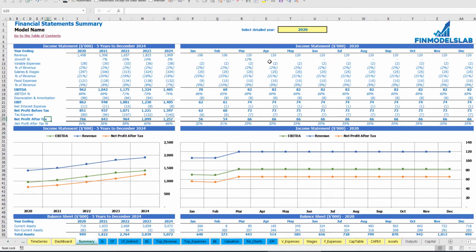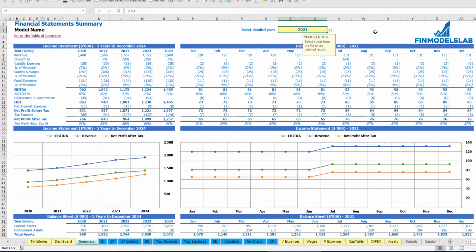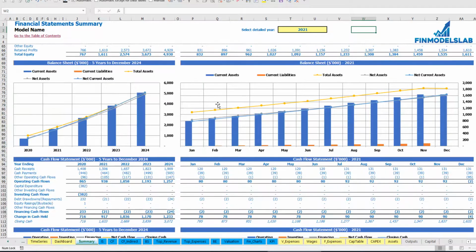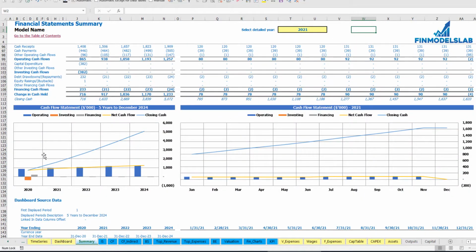And additionally, you select a year here, and you may see the breakdown of that specific year by months for the main categories of P&L, main categories of balance sheet with some charts, and main categories of the cash flow statement, also broken down by months.